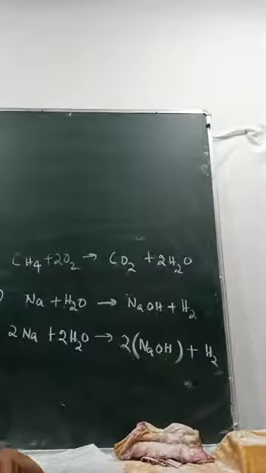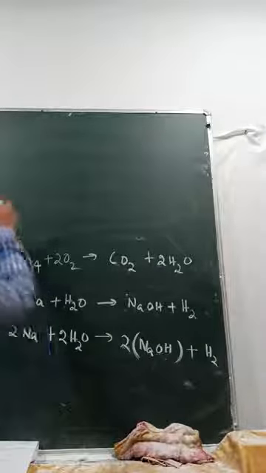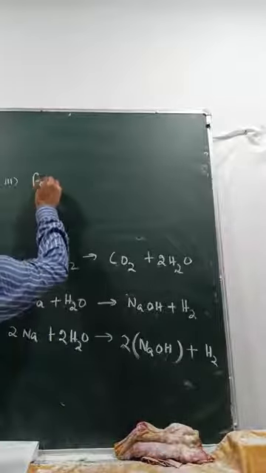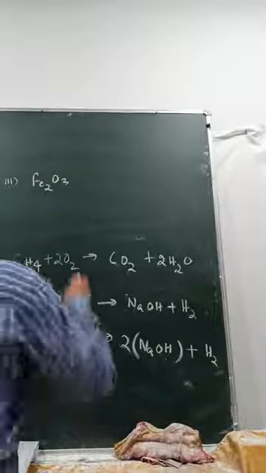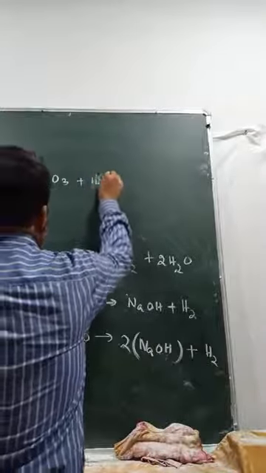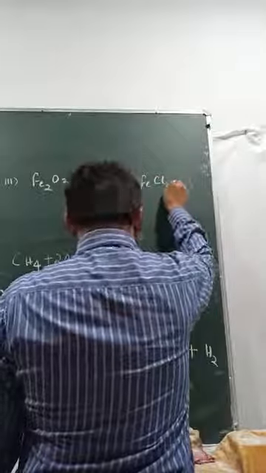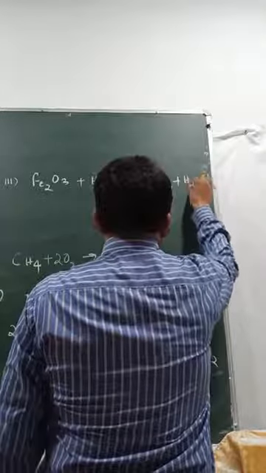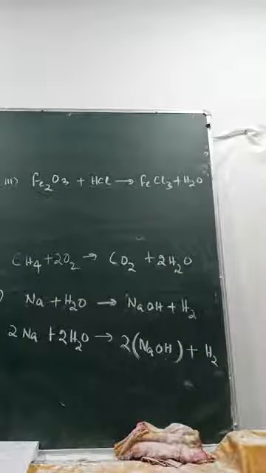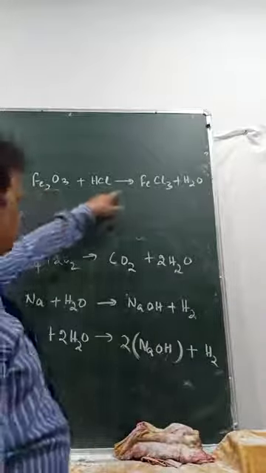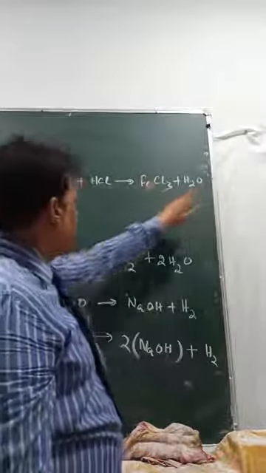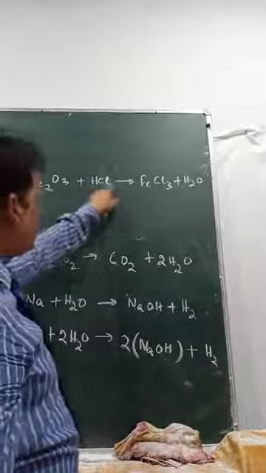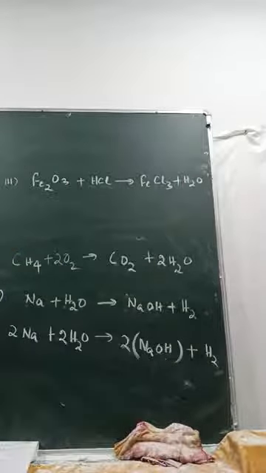If you find one more equation, Fe2O3 plus HCl gives you FeCl3 plus H2O. Check whether it is balanced or not yet, because this is 2, this is 1, this is 1, this is 3, this is 3, this is 1, and hydrogen is 1, here is 2. So what do you do on this?